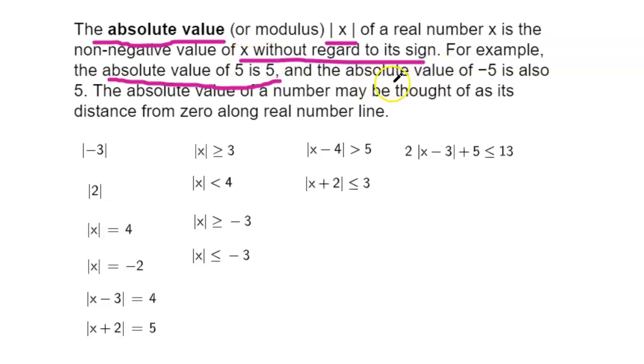And so the absolute value of -5 is also 5. So there's no regard to sign. What we're going to concentrate on is the second part of this, which is distance from 0. So it can also be thought of as distance on a number line from 0 in its most basic form.